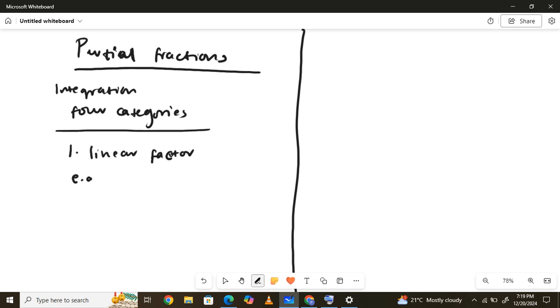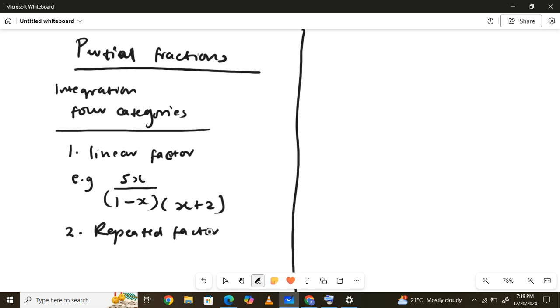For example, we can have 5x over 1 minus x plus 2. That's a linear factor. The other scenario is where we have a repeated factor as the denominator. For example, we have 2x over (x plus 1) squared.